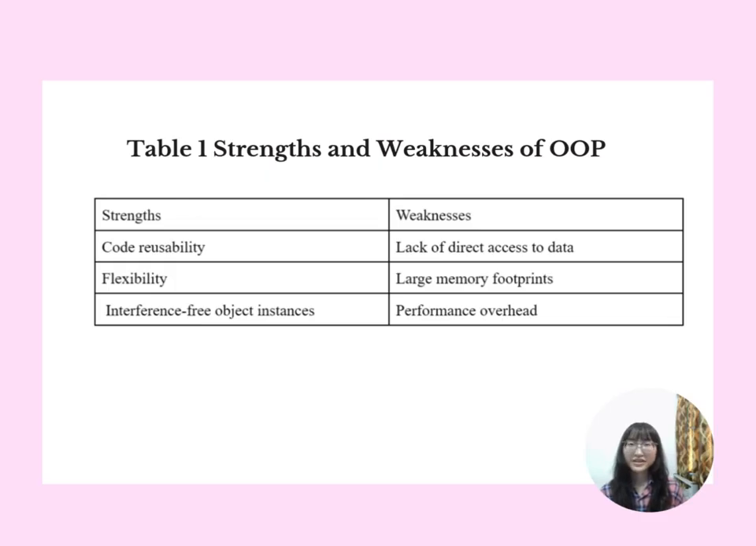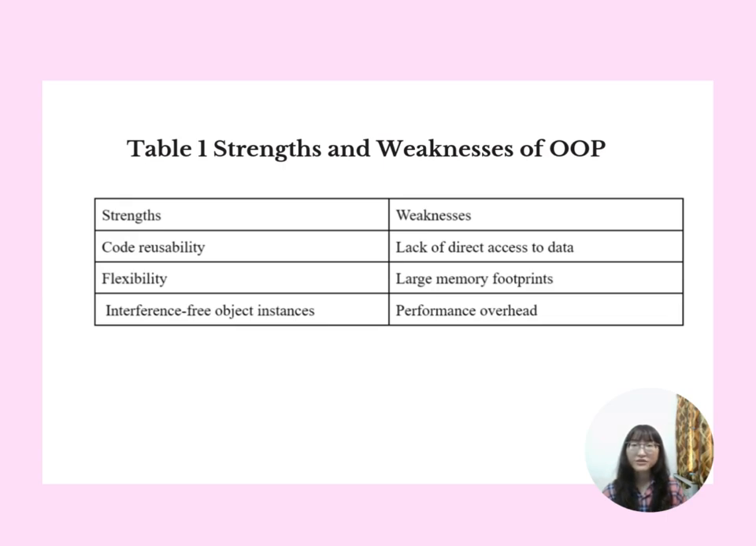The first weakness of the object-oriented paradigm is lack of direct access to data. Encapsulation enhances data integrity and security by hiding the internal state of objects and providing controlled access. However, encapsulation can cause difficulties in directly accessing and modifying the internal data of objects during optimization or customization requirements. The second weakness is large memory footprints.